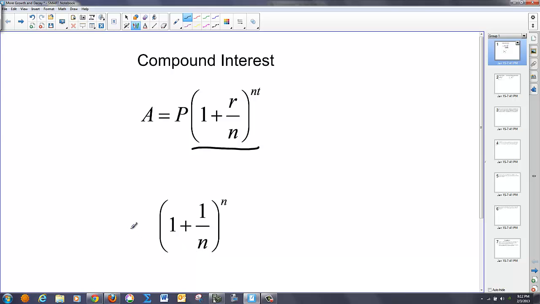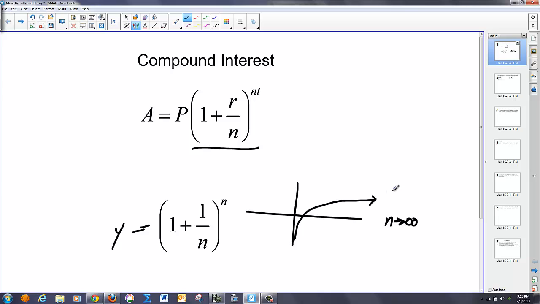So what we're going to do here is take a look at a graph of y equals this function. If we were to graph it, it would do something like this. And if we look out as n goes to infinity, or compounding as many times as we possibly can, we find that this actually kind of levels out.